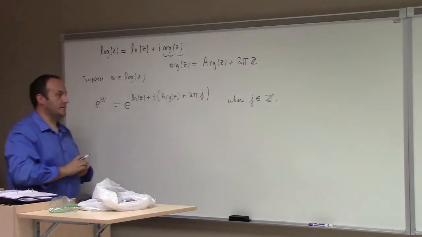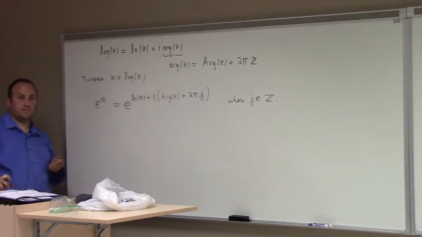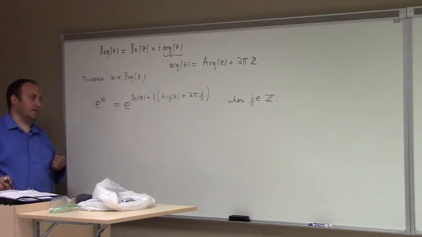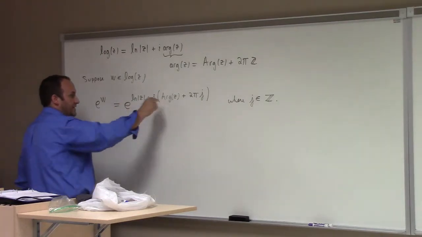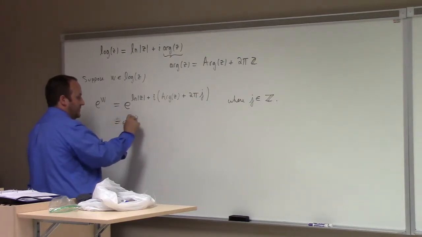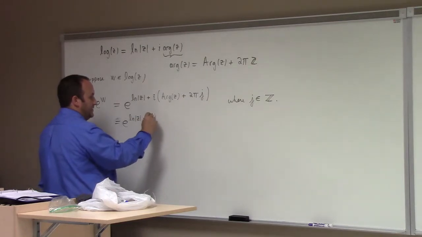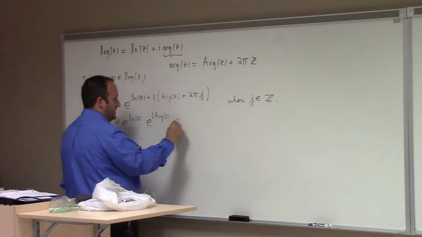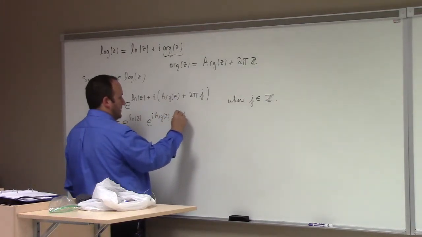So this right here is a typical point in the little log. Notice if we put j equals 0, it returns the principal logarithm, the capital Log. But there's lots of other stuff in here. Now what happens when you calculate this? Well, we get e to the natural log of the modulus of z times e to the i arg z times e to the i times 2 pi j.